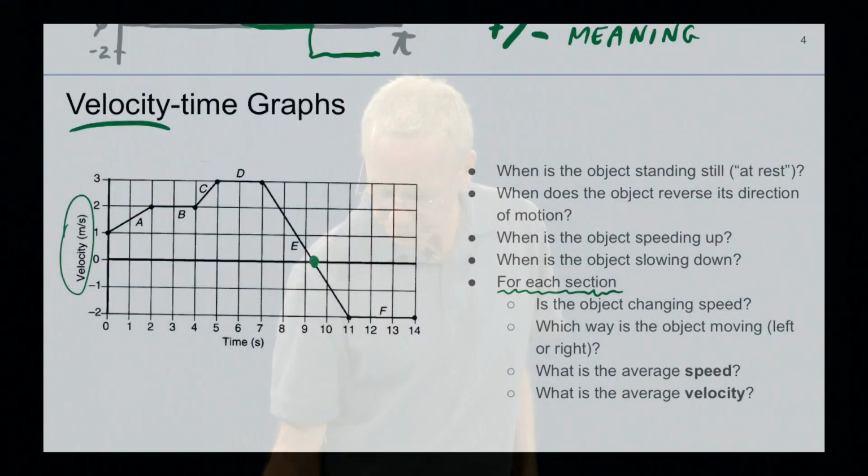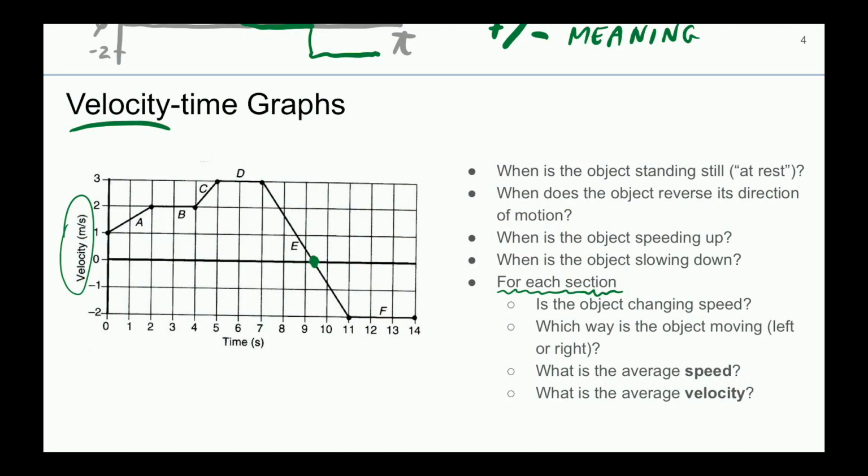Let's come back to this graph and answer a few more questions. When does it reverse its direction? Well, I see velocities positive for most of the time. Look at that, all positive velocities, always moving to the right. I'll say plus is to the right, but here it changes direction. At this point in time, it starts going negative, right? So the velocities are negative numbers. It means it's going the other way.